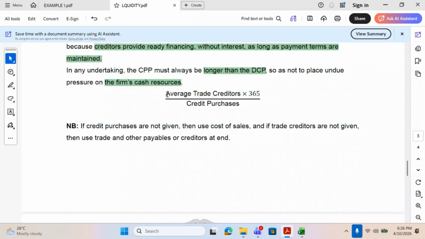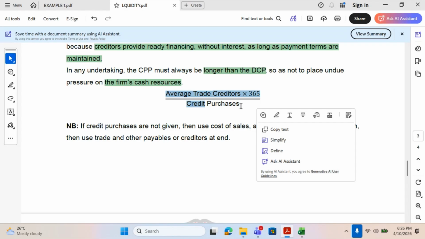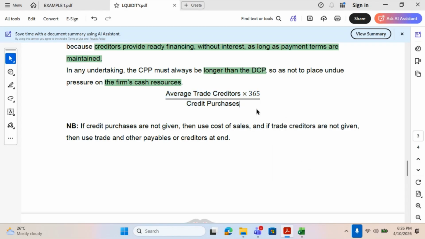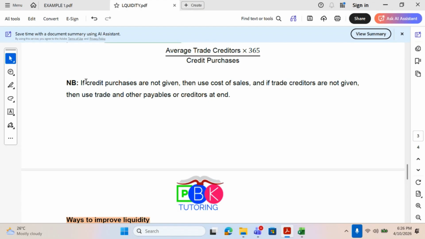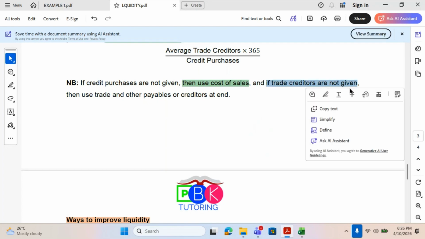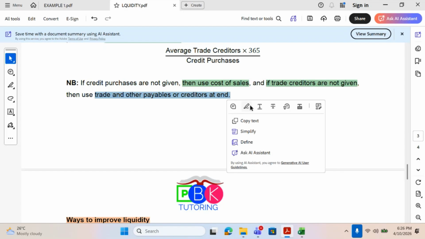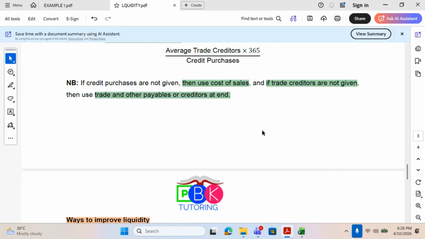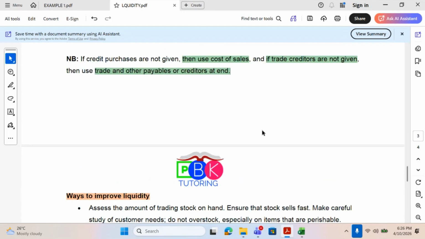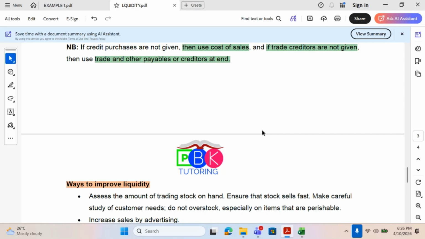Now the formula: average trade creditors over credit purchases, multiplied by 365 over 1. Then they're saying here, if credit purchases are not given, then use cost of sales. And if trade creditors are not given, then use trade and other payables or creditors at the end. That's all we have to do here.